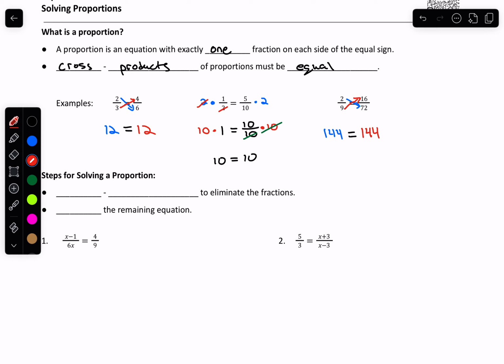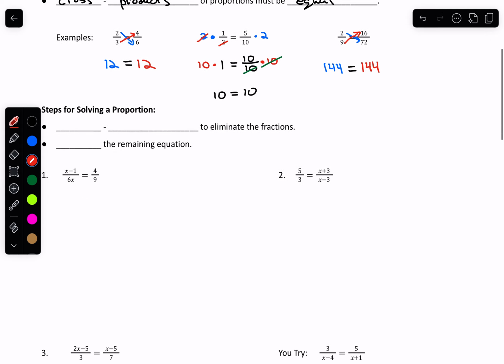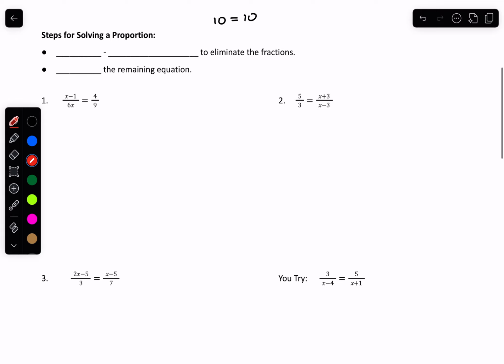We're going to have a variable somewhere in there that we're going to solve for. So for number 1 here, we have steps for solving a proportion. We are going to cross multiply to eliminate the fractions, meaning we're going to do the steps we did above to get rid of fractions and just have something equals something where there's no more denominators. And then we're going to solve the equation that remains. So after we've done the cross multiplication, then we will solve whatever we get left.